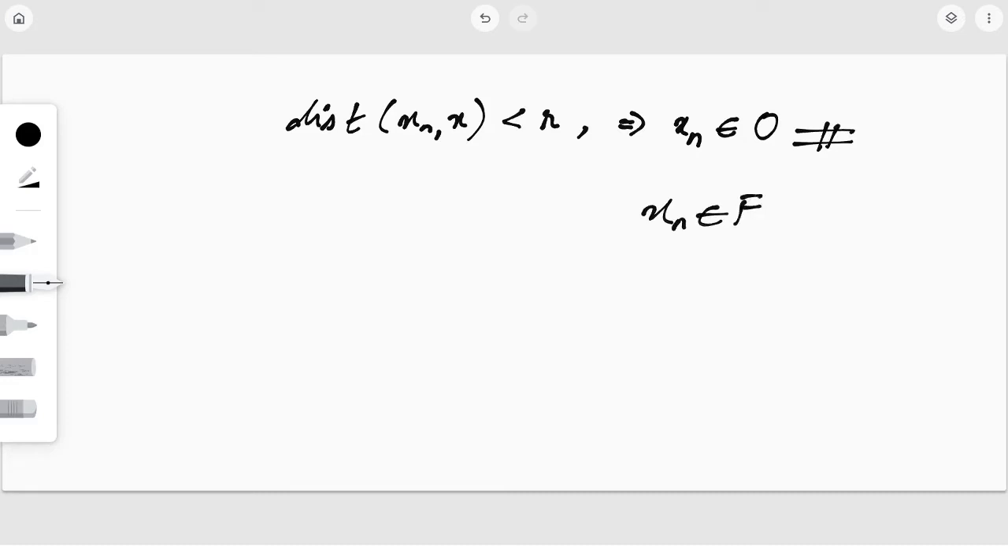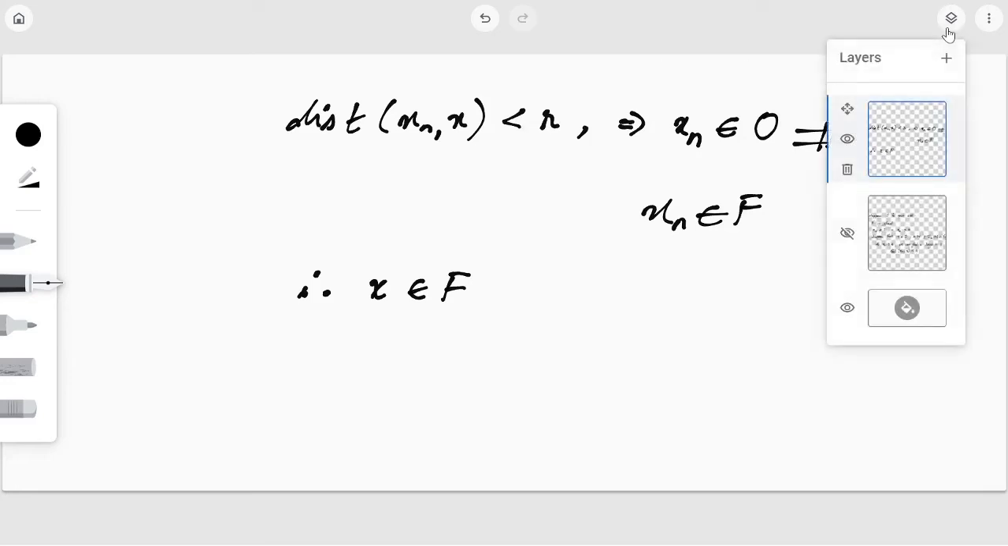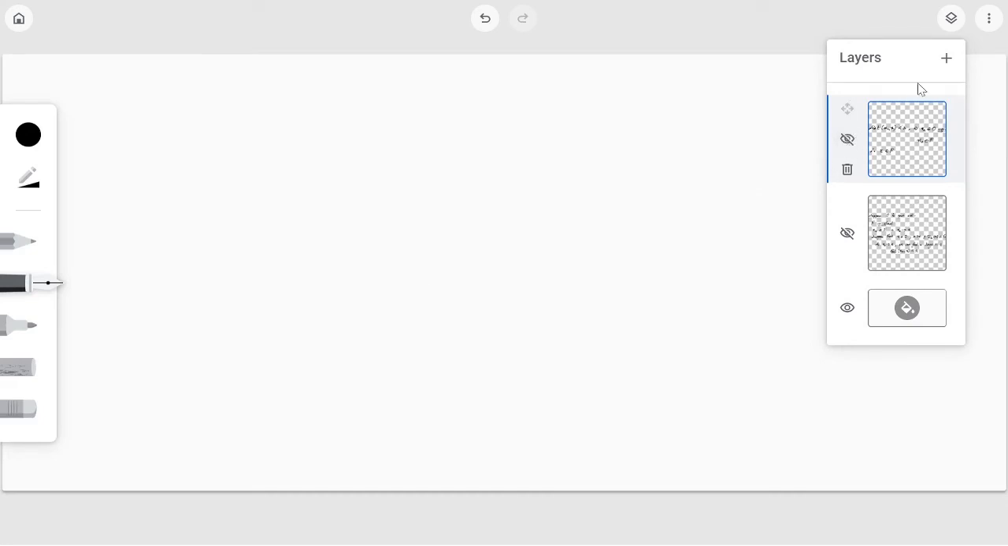So our assumption was wrong. So x has to be an element of f. So the proof is simple. We just have to show that f is closed. To show that f is closed, we had to show that for any sequence xn in f such that it converges to x, x must also be an element of f. So we have shown that.